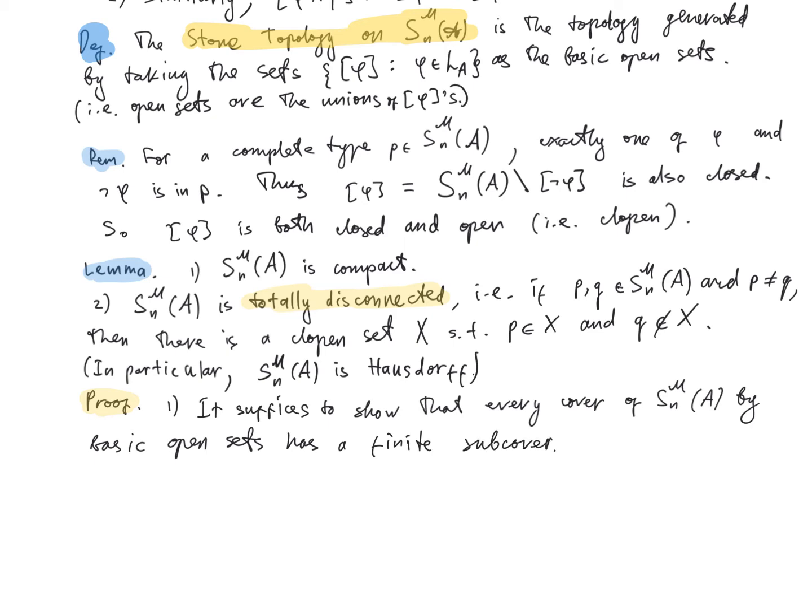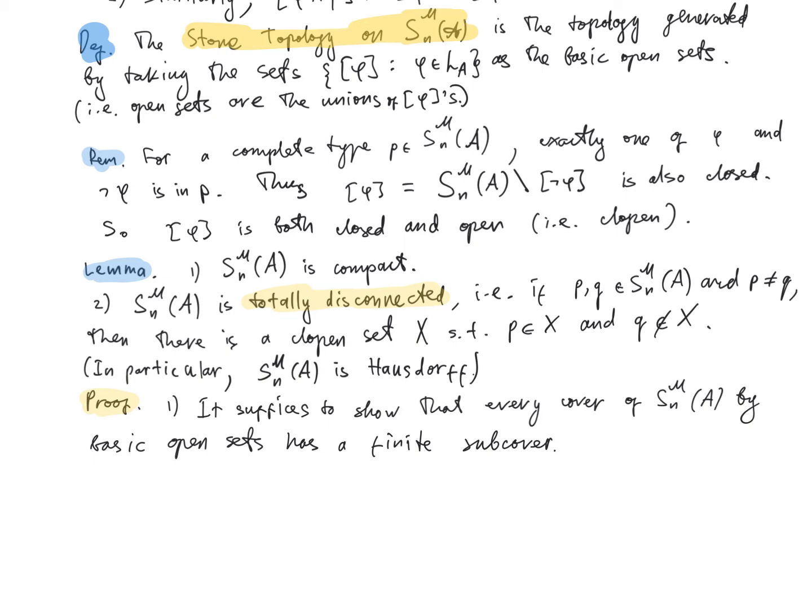So indeed, the topology is generated by the basic open sets. So every open set is a union of the basic open sets. Hence, if we have an arbitrary cover of the space by open sets, we can write each of these open sets as a union of the basic ones. And so we obtain a cover of the whole space by basic open sets. And so indeed it would be enough to show then that it has a finite subcover.